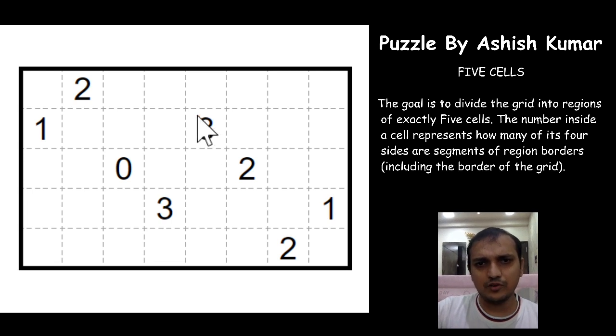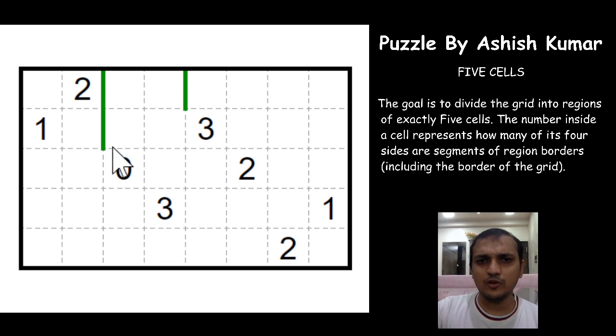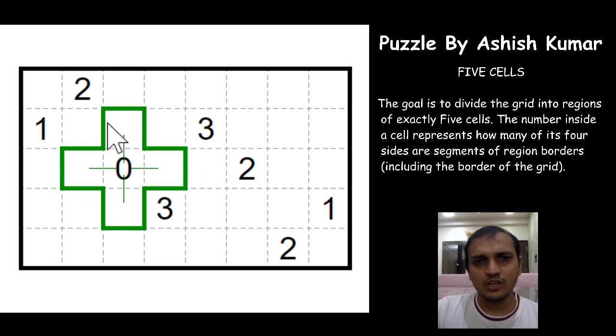For example, if we form a region here, so this is a region, right? So the 3, if you see, there are 3 segments as part of the region borders. So the 3 indicates the number of its segments which are part of the region borders. So to start the puzzle, we can start with 0. So there will be no segments near the 0. So we have formed a 5-cell region already. So we can mark it by a thick line here.